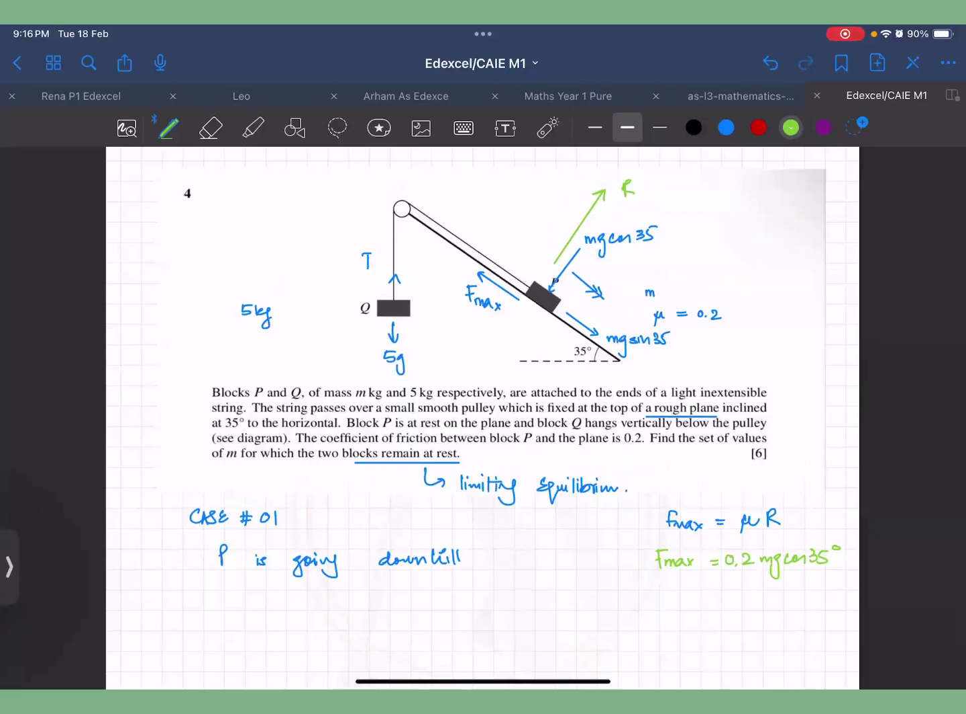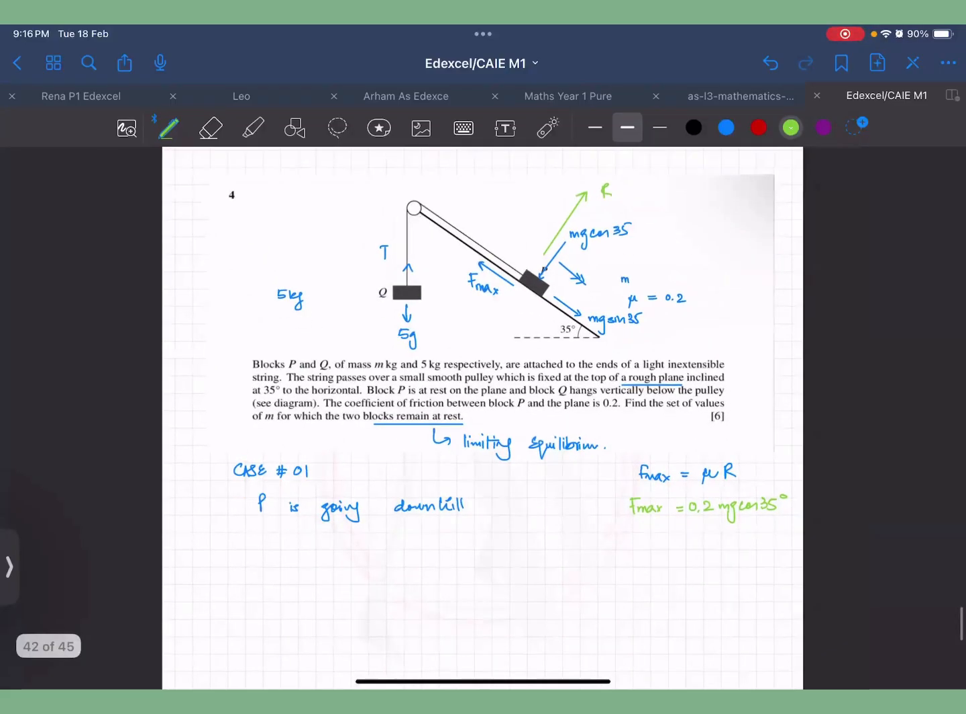So this means that if P is going down, Q will be going up. If I make up the equation for Q, Q is going up, so tension minus weight is equal to 0.